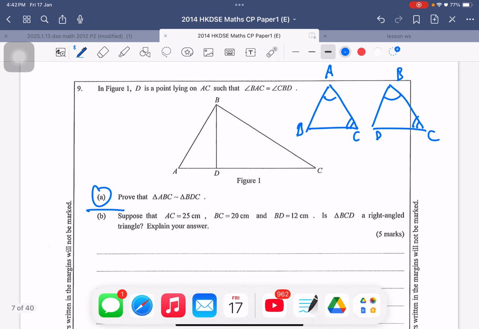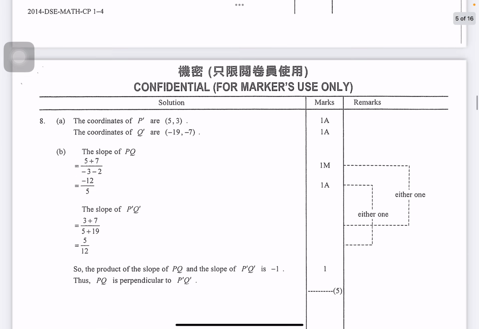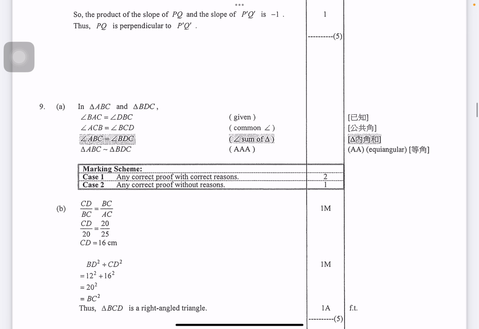Okay, I give you the marking scheme to have a look. All of you look at the marking scheme. I'm not kidding you, okay? If the marking scheme has this black part, that something can be skipped. So how many reasons do we have now? Given and common angle, isn't it? Then we can say they are AA. When you have two angles that are the same, then you can say they are AA. So the final reason for they are similar is just AA. Okay, understand?